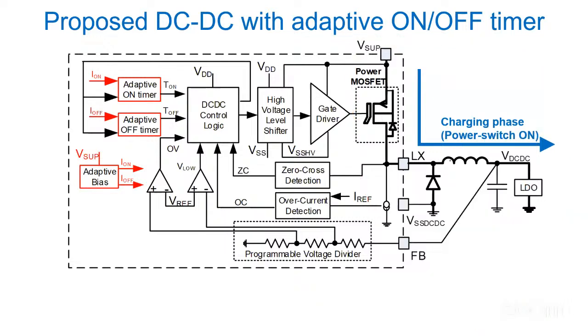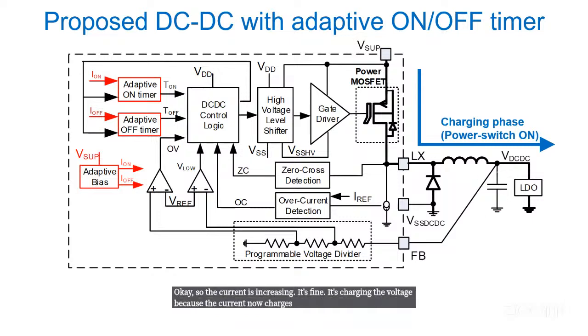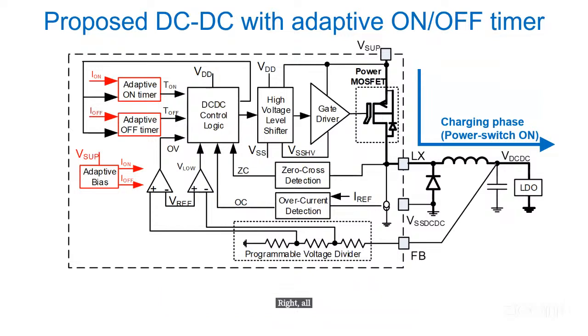Okay, so now the current is increasing. It's fine. It's charging the voltage because the current now charges this capacitor from the inductor. So the capacitor builds its voltage. Right, all good. Now, once this reaches the regulation point where you want to maintain the VDC-DC, you don't want to charge this anymore, right?